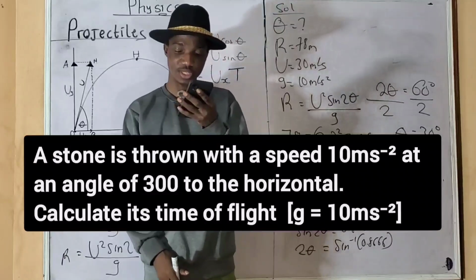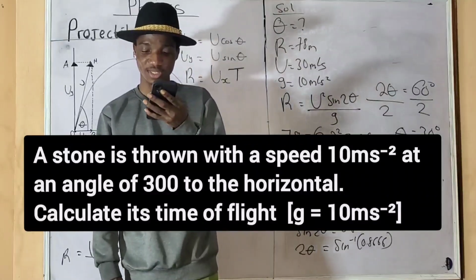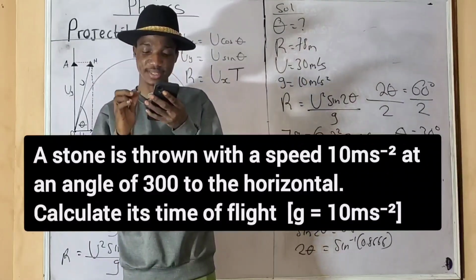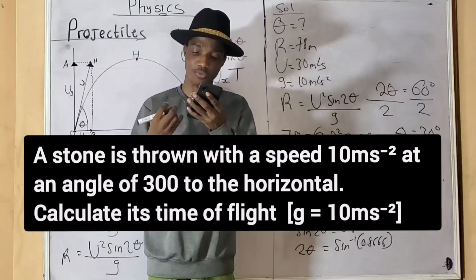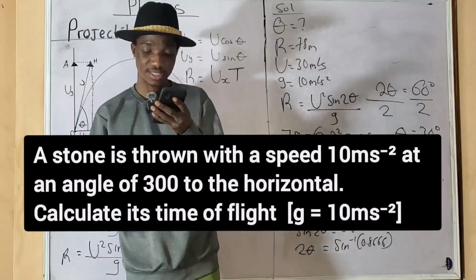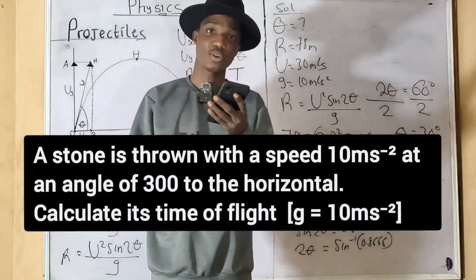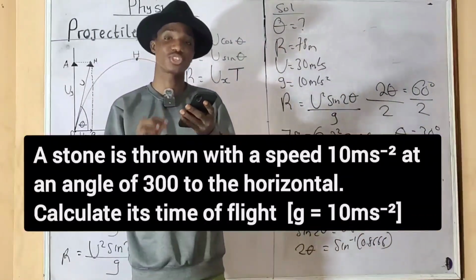A stone is thrown with a speed of 10 meters per second at an angle of 30 degrees to the horizontal. Calculate its time of flight. Okay, I'm very sure you can attempt that one. Attempt it by yourself. When you are done, play the video to watch the solution.